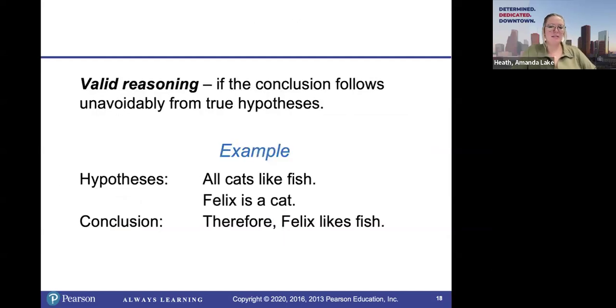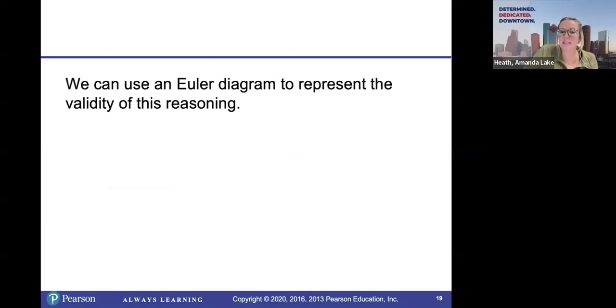All right, and then lastly, we can talk about what it means to have valid reasoning. Valid reasoning is when the conclusion follows unavoidably from a true hypothesis. So here's an example. If our hypotheses are all cats like fish, and Felix is a cat, then our conclusion has to be that Felix likes fish.